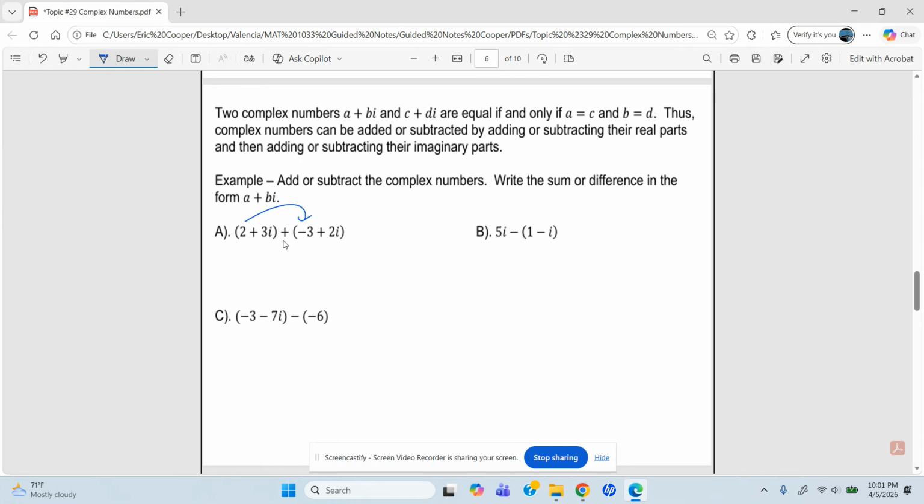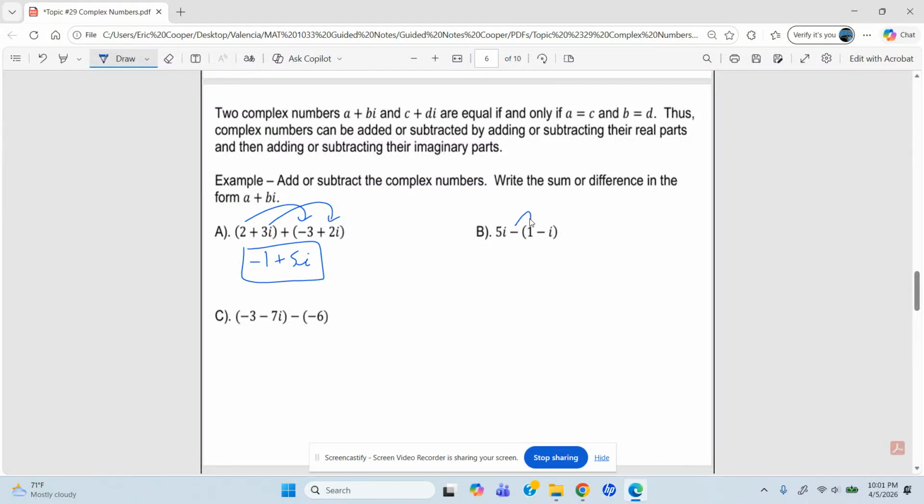So here it wants me to do 2 plus -3. Well, 2 plus -3 is -1. And then 3i plus 2i. 3i plus 2i is 5i. We treat it like a like term and keep the i how it is. This is written in a plus bi format, where a is the real number, -1, and the 5 here is the b because it's attached to the imaginary.